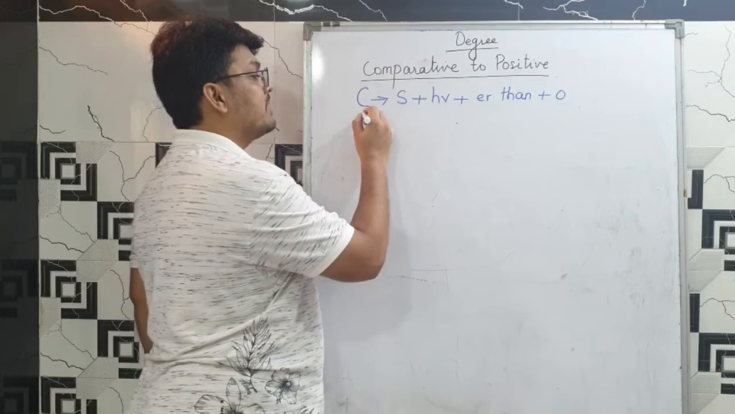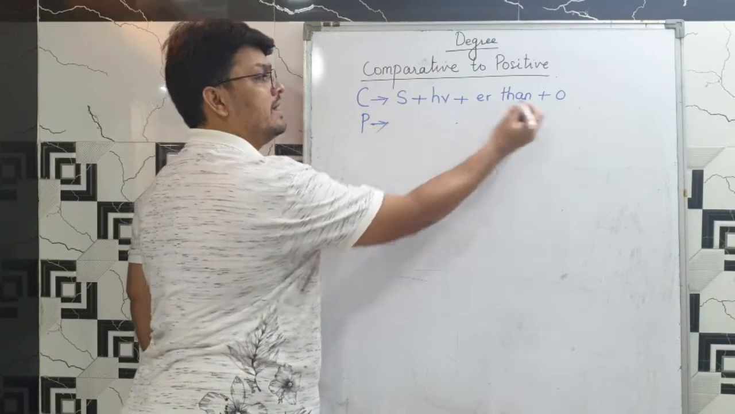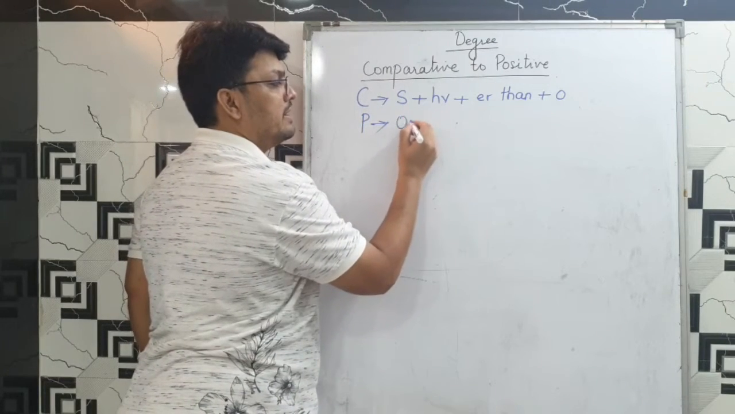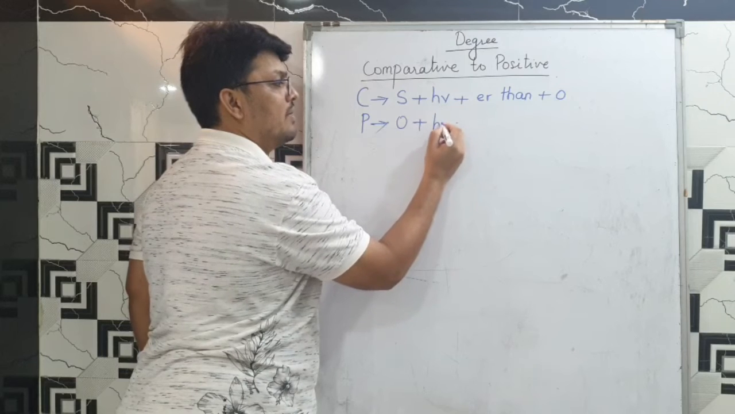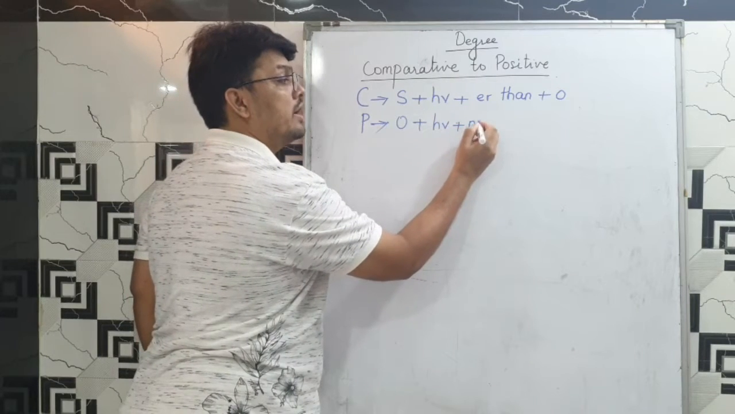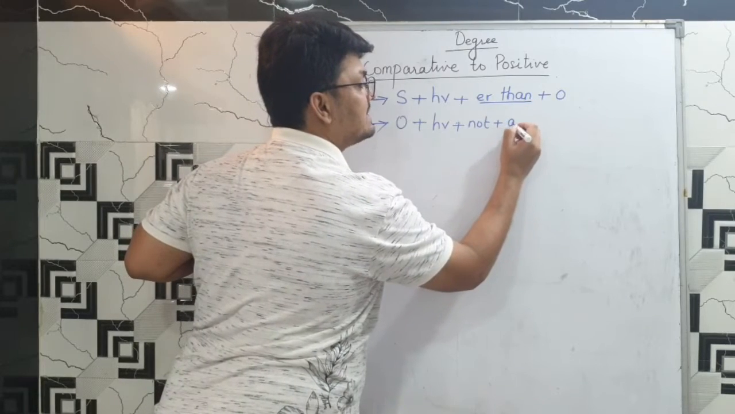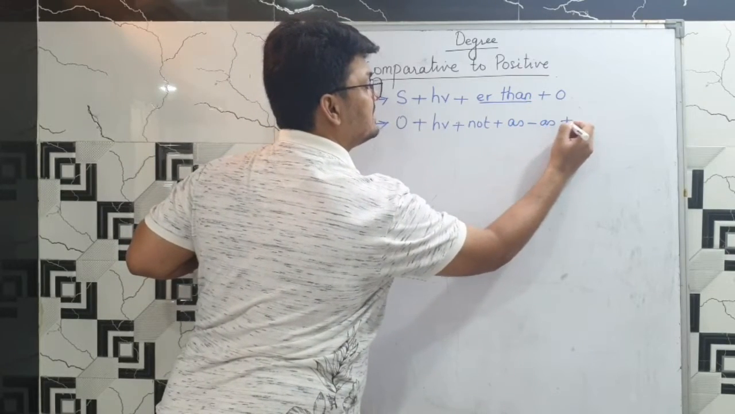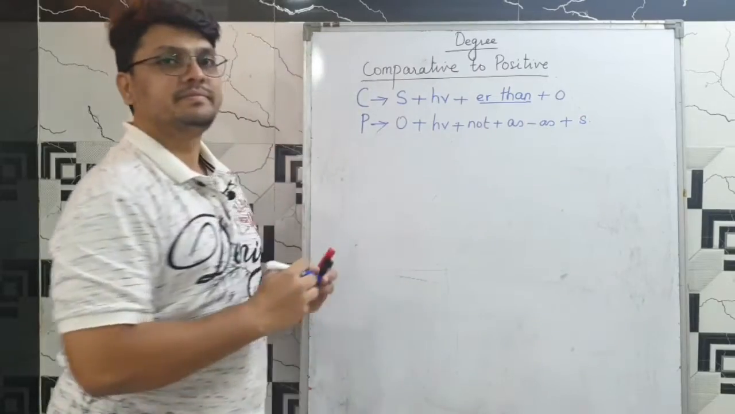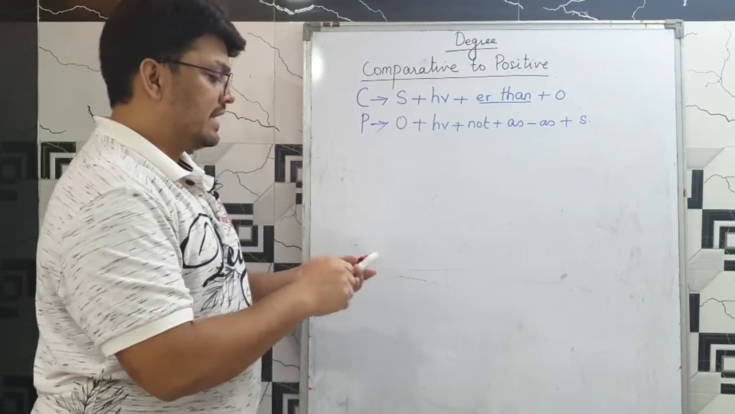And how will you convert it into positive degree? Object will come here plus helping verb plus not. We will convert this er then into as plus subject. Okay, let's take an example.